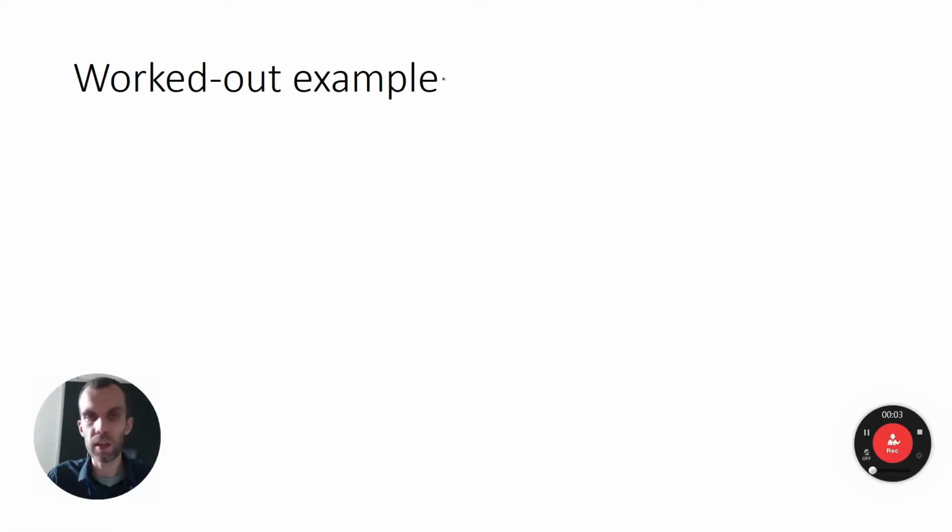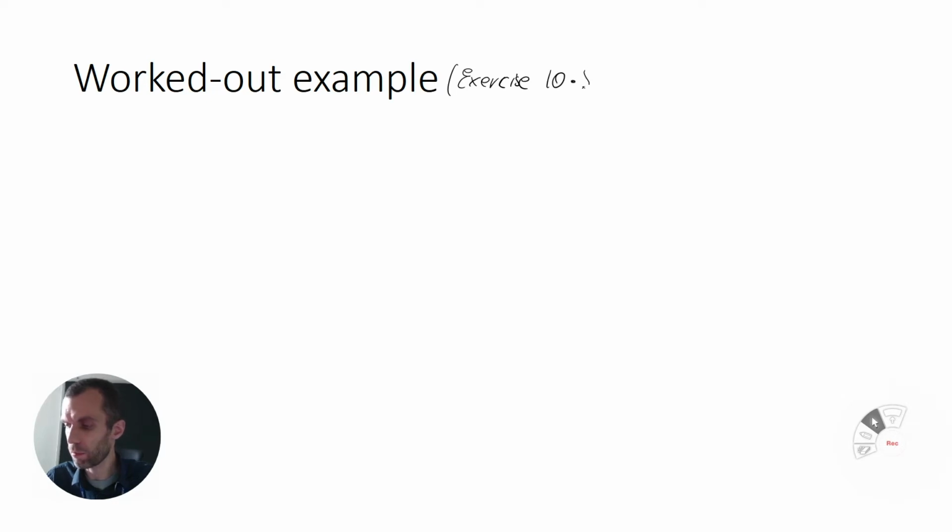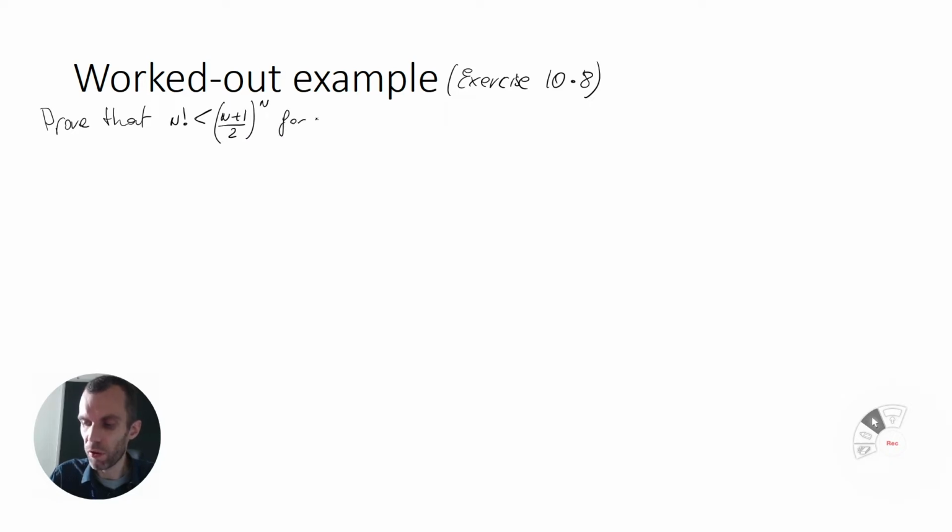So for this example, I want to do a worked out example that's a bit more involved than what we saw in the previous video. So this is actually in exercise session 10, problem number 8. And we have to prove that n factorial is less than (n plus 1) divided by 2 to the power n for n bigger than 1.